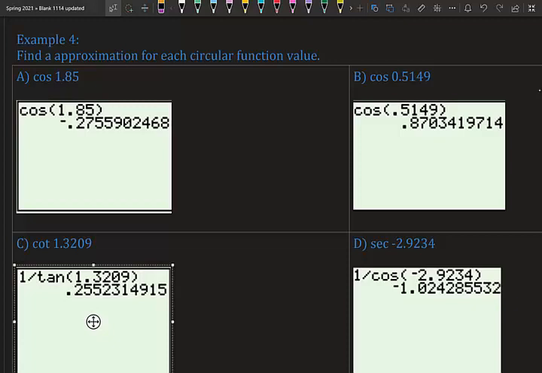All right, example 4. Find an approximation for each circular function value. So we have cosine 1.85. You see how there's no degree symbol there? That means your calculator must be in radian mode. So make sure your calculator is in radian mode, and we just need to find cosine 1.85, cosine 0.15149, cotangent, and secant.